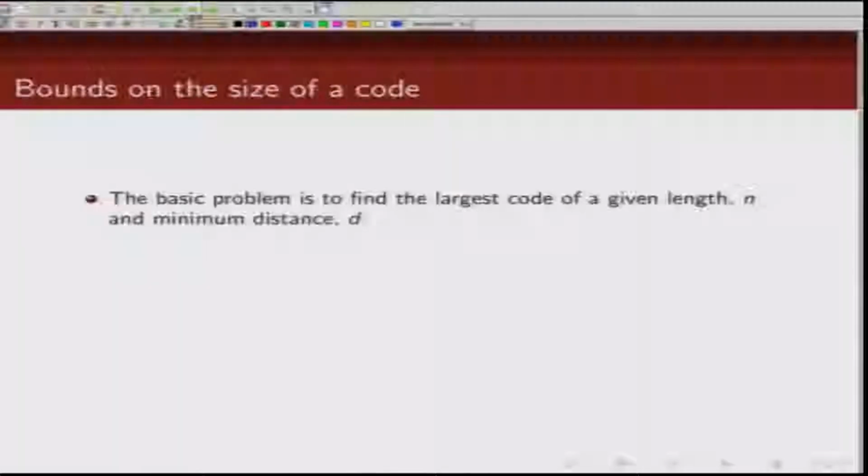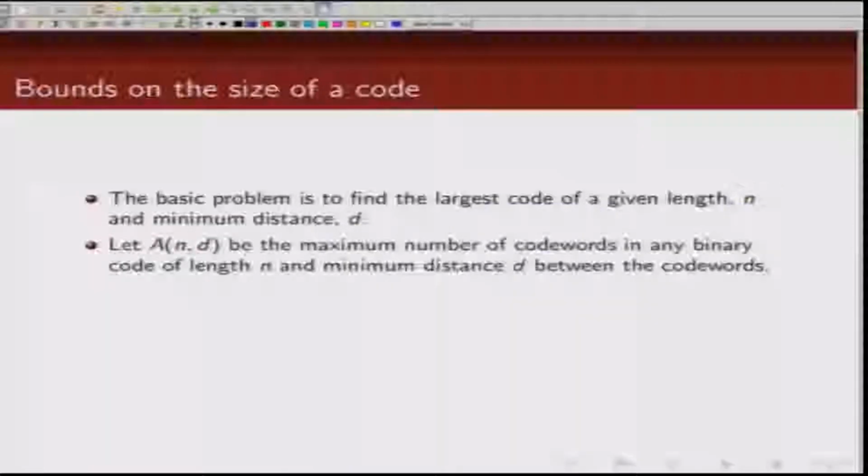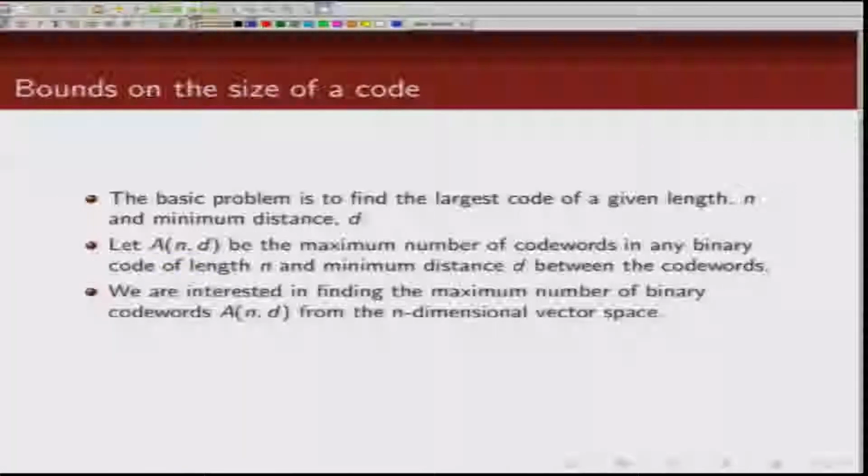So as I said, we are interested to find the largest code of length n and minimum distance d. Knowing those two parameters, we are interested to know what the third parameter would be, and in this talk we are going to talk about bounds which will give us upper and lower bounds on those parameters. So let A denote the number of code words of length n and minimum distance d. We would like to know how many such code words exist which have code word length n and minimum distance d.